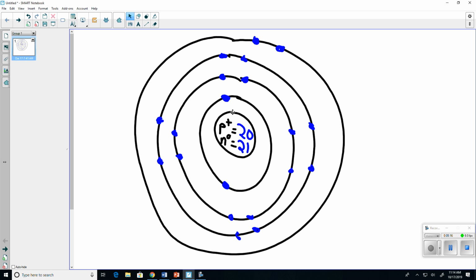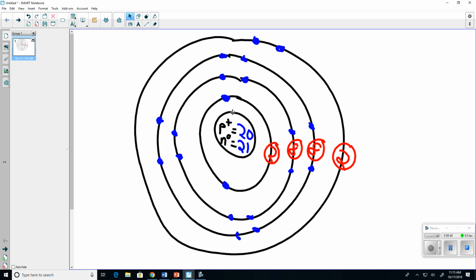This would be the Bohr model for calcium 41. The 41 comes from the mass that I indicate in the nucleus, 20 protons, 21 neutrons. And then, in my first shell, I have 2 electrons. In my second shell, I have 8 electrons. In my third shell, I have 8 electrons. In my fourth shell, I have 2 electrons.